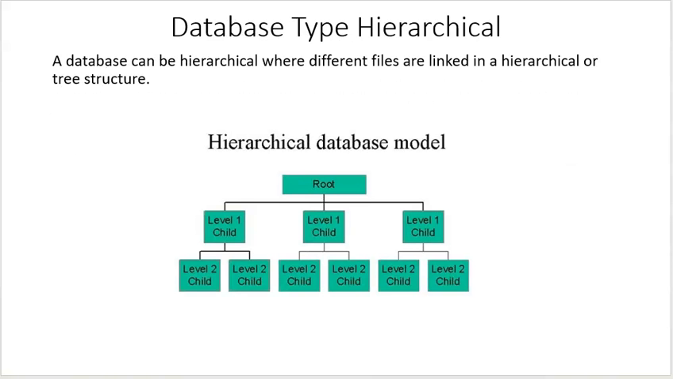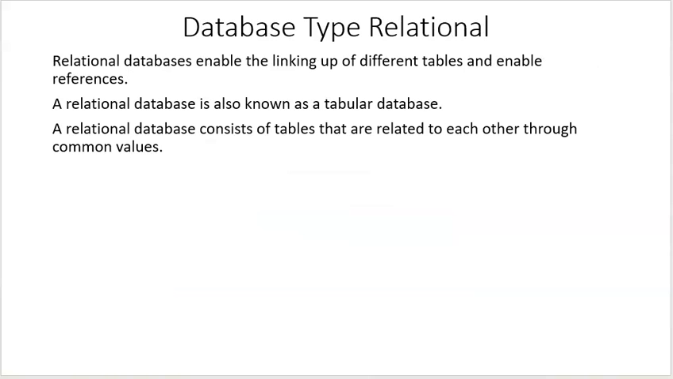Then there's database type hierarchical. A database can be hierarchical where different files are linked in a hierarchical or tree structure. Here you see a tree structure database model, so you have all of these things which report to this thing, which is under this thing. Another way to think of this is that it mirrors the Windows folder structure. If I just change root to C drive and these were folders, then these would all be subfolders under those folders. So that's a good way to think of the hierarchical or tree structure database.